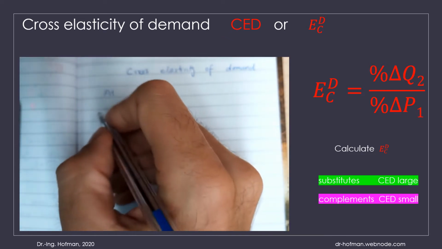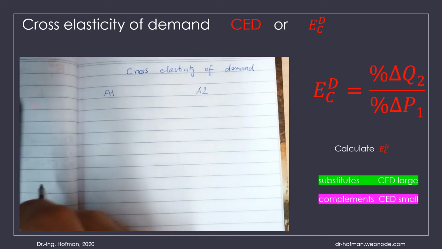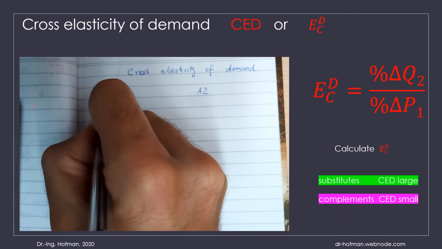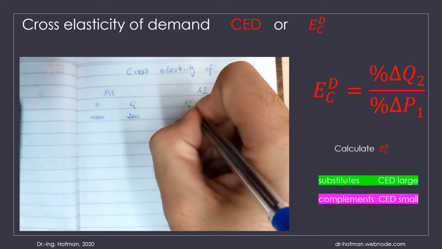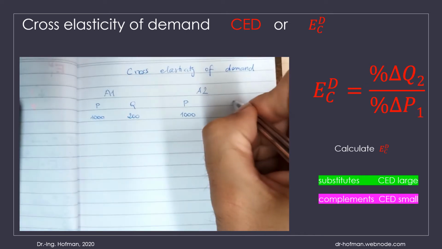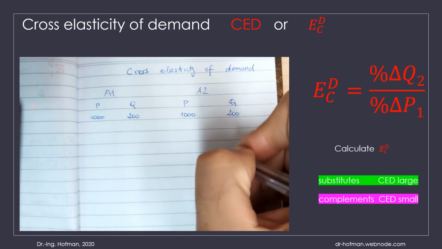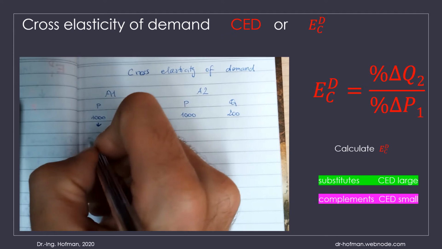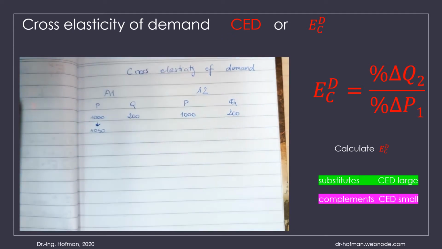We have airline tickets. Airline 1 has price 1000, quantity 200. Airline 2 has price 1000 and quantity 200. What happens? Airline 1 increases the price to 1050, a very small increase in price.